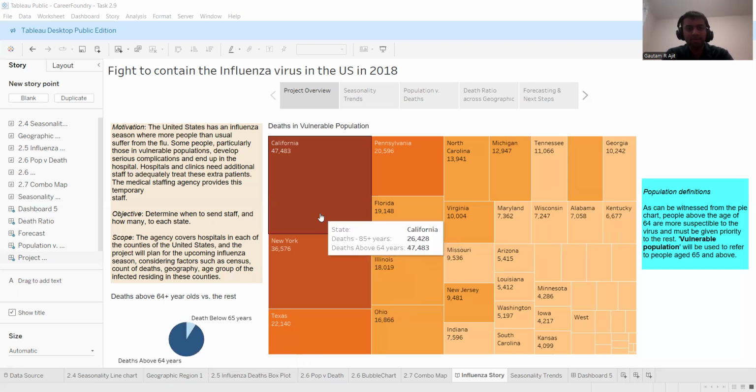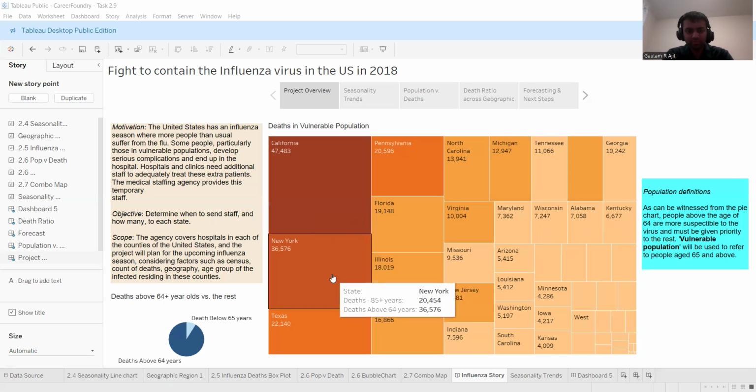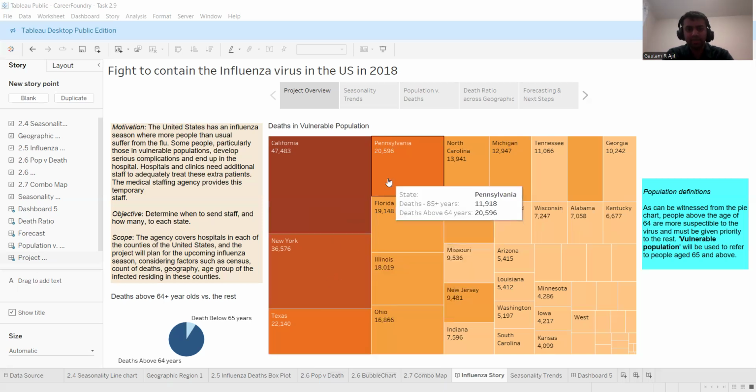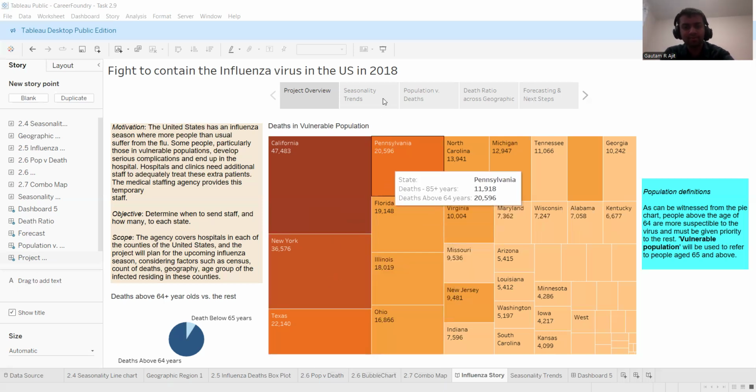Here, this tree map represents all the states of the US, and you can see California is doing really poorly with almost 50K deaths in 2017. New York, Texas, Pennsylvania are not far behind.